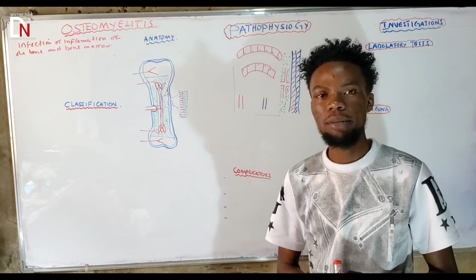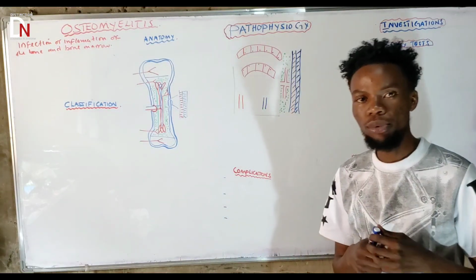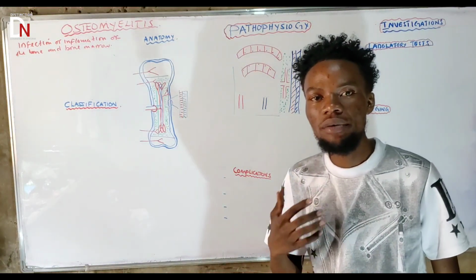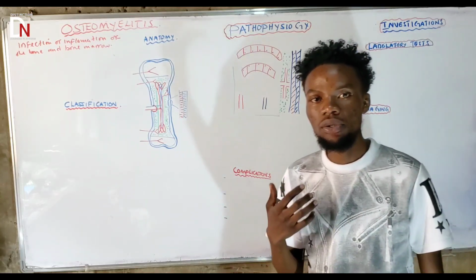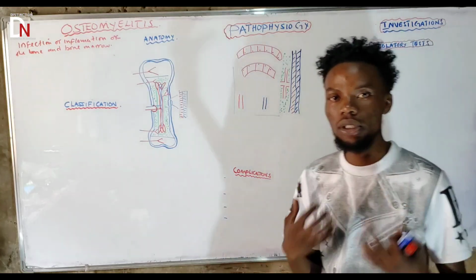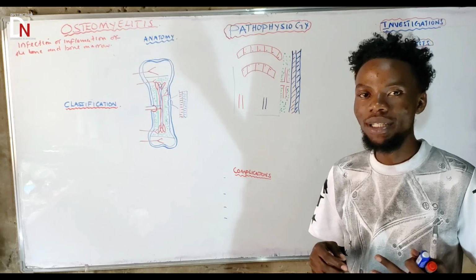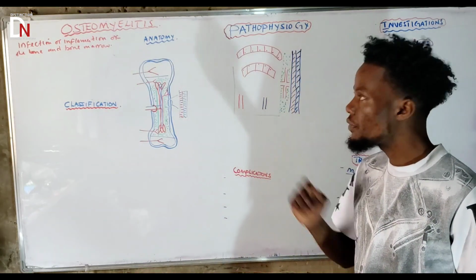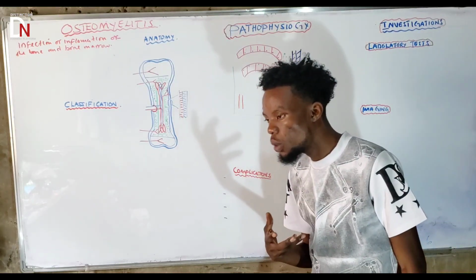Why is it important to study osteomyelitis? Because it is very difficult to treat. In fact, when it reaches the chronic state, it is difficult to treat. The reason is ineffective penetration of antibiotics to the site of infection, because the infection is in the bone. A very important point to understand.